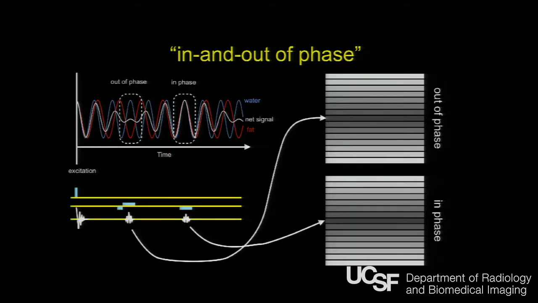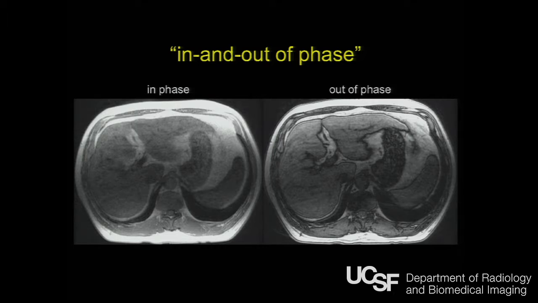Then we can take these images and create out of phase and in phase images because we can rebin them, and we get images like this, classic in phase and out of phase images where you have your India ink artifacts surrounding all fat water interfaces, because at that interface we have 50% fat, 50% water, and that voxel cancels each other out, gives us the India ink artifact.